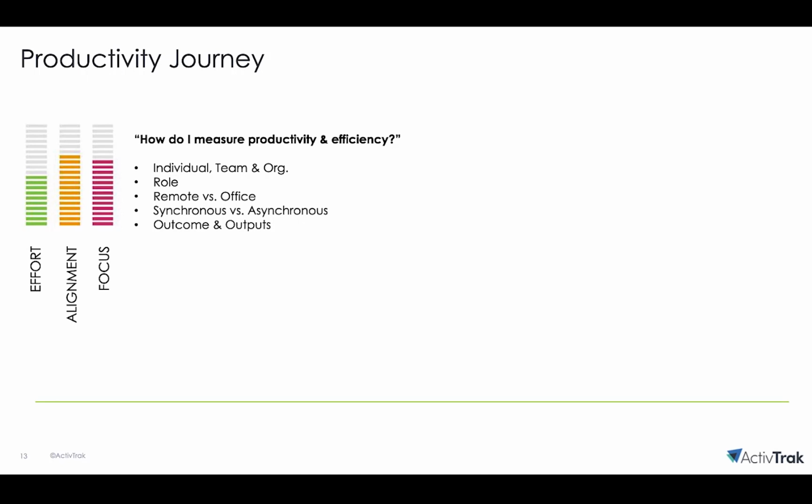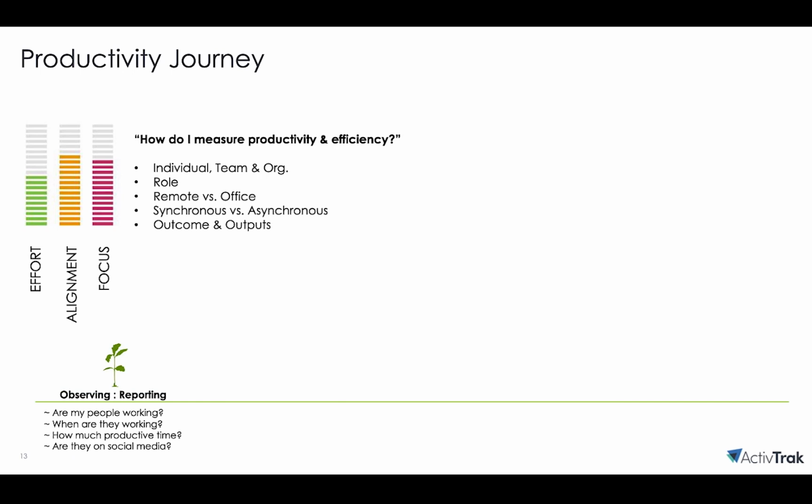So when we talk about productivity and measuring it, and how it affects the individual, the role, the remote versus office, all these different ways of looking at if your employees are productive or not, a lot of this does come down to these 3 items on the left, which are effort, alignment, and focus.